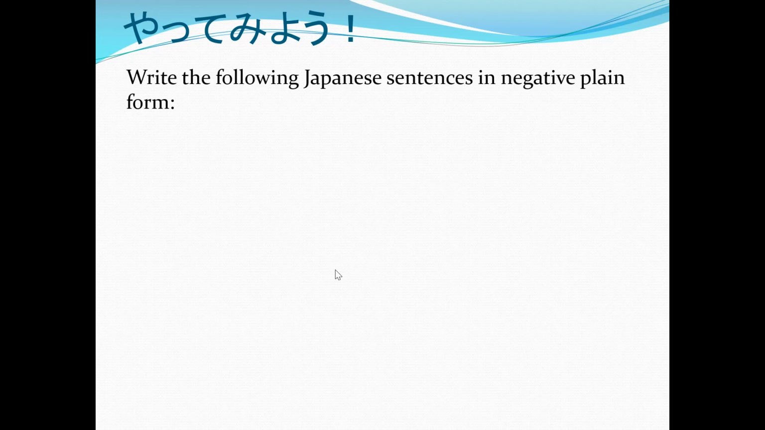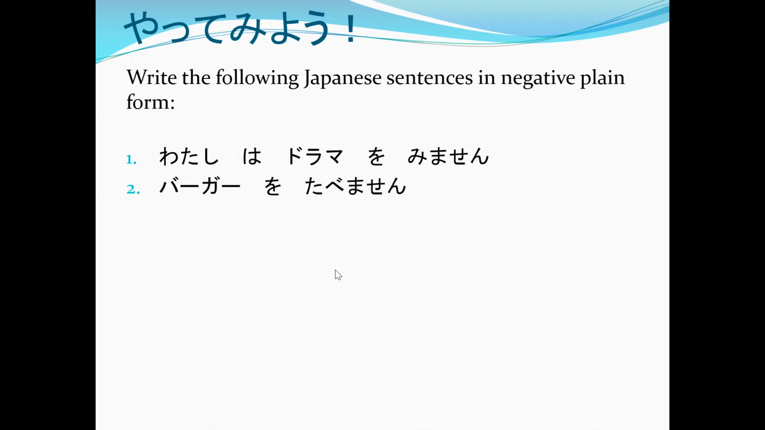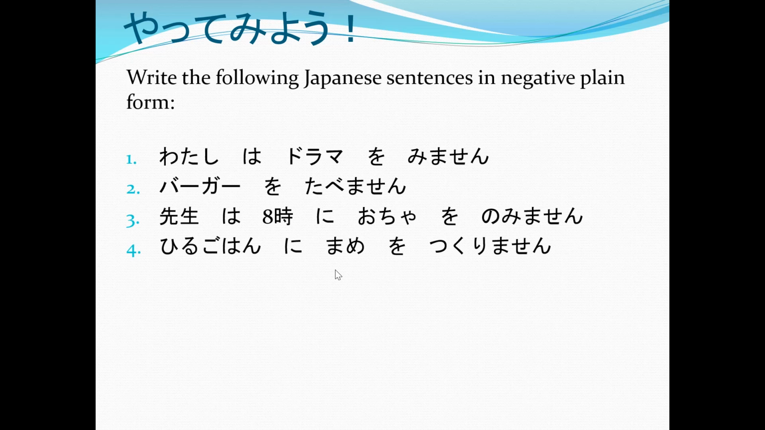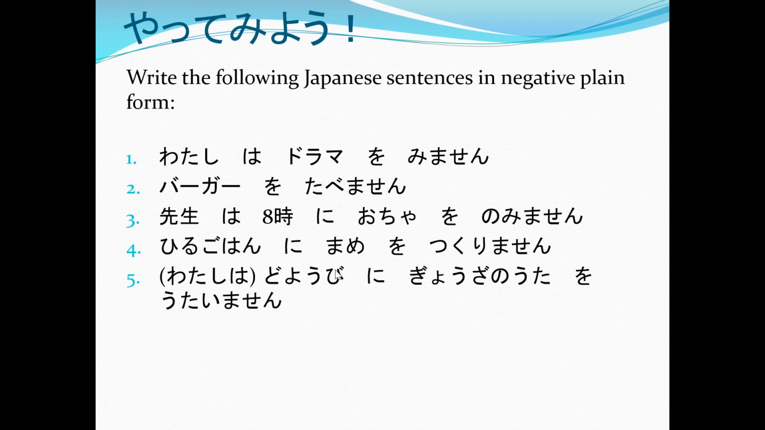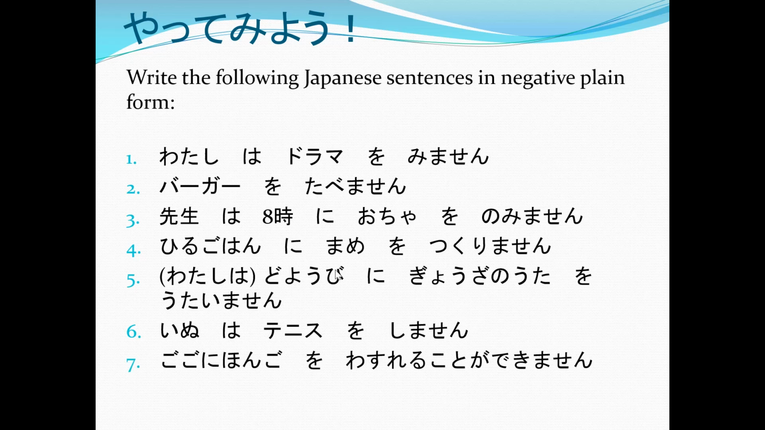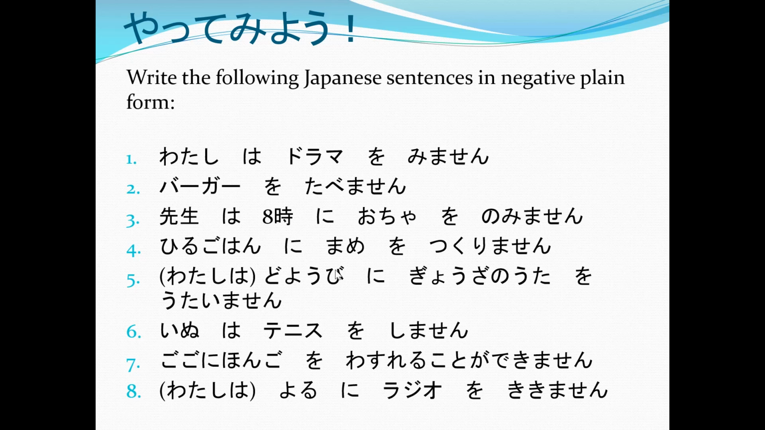Write the following Japanese sentences into negative plain form. 私はドラマを見ません。バーガーを食べません。先生は8時にお茶を飲みません。昼ご飯に豆を作りません。私は土曜日に餃子の歌を歌いません。犬はテニスをしません。午後日本語を忘れることができません。私は夜にラジオを聞きません。Pause now if you'd like.